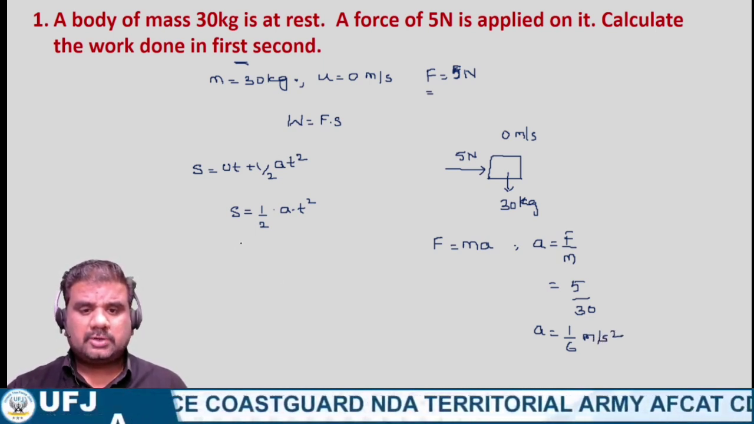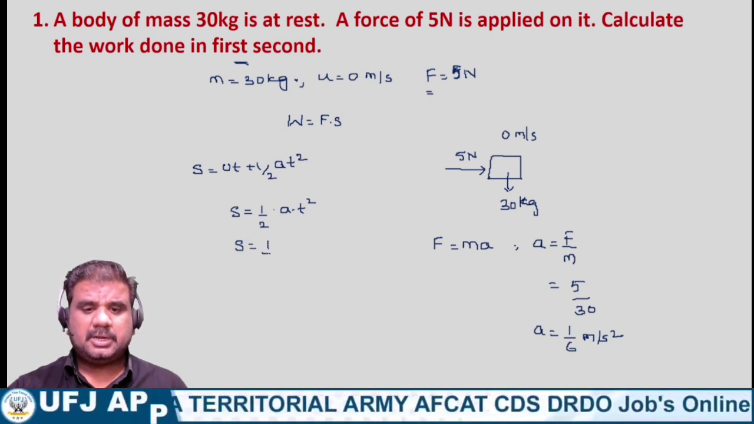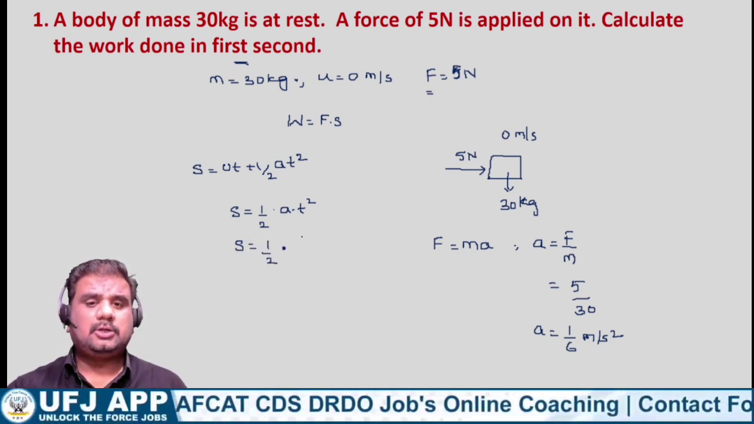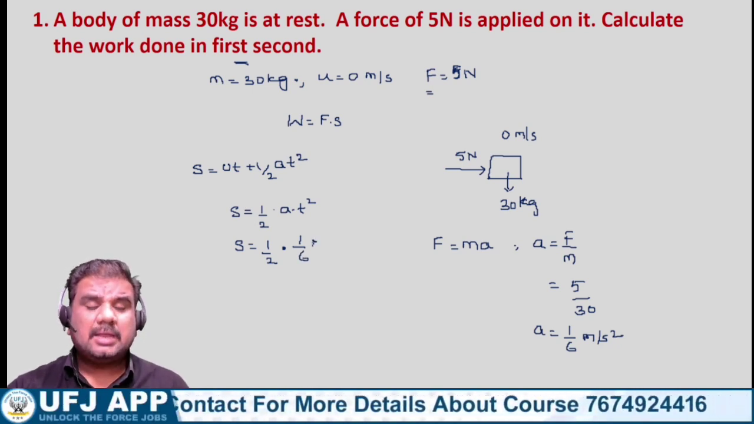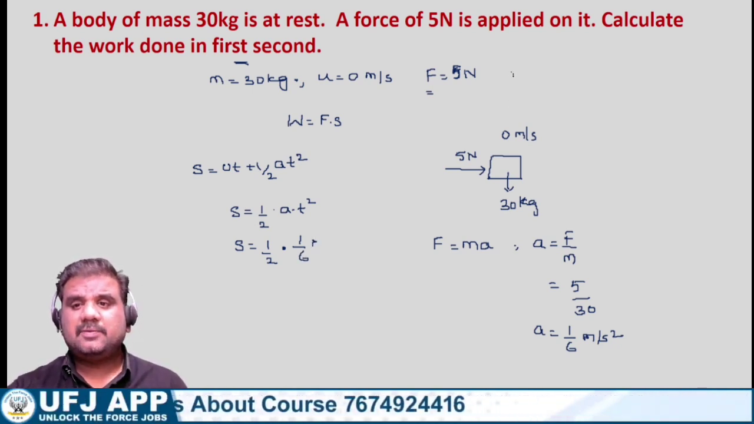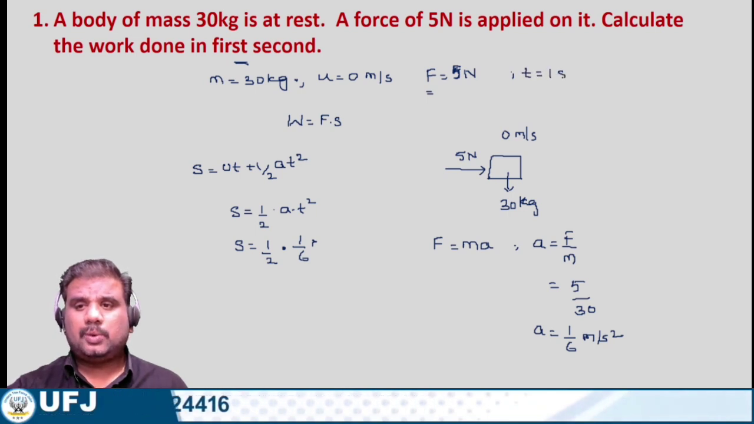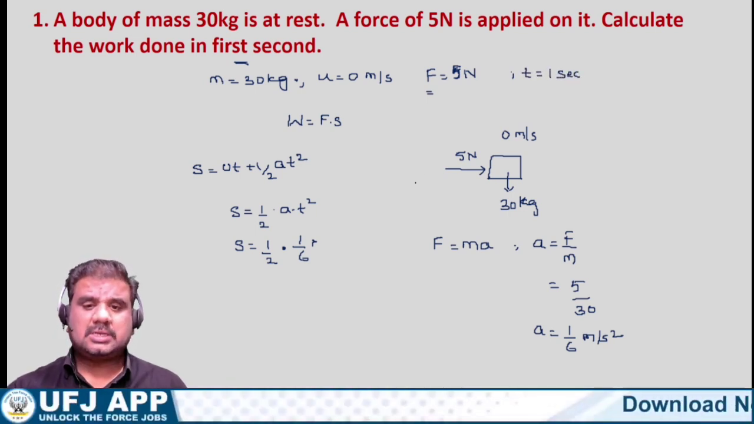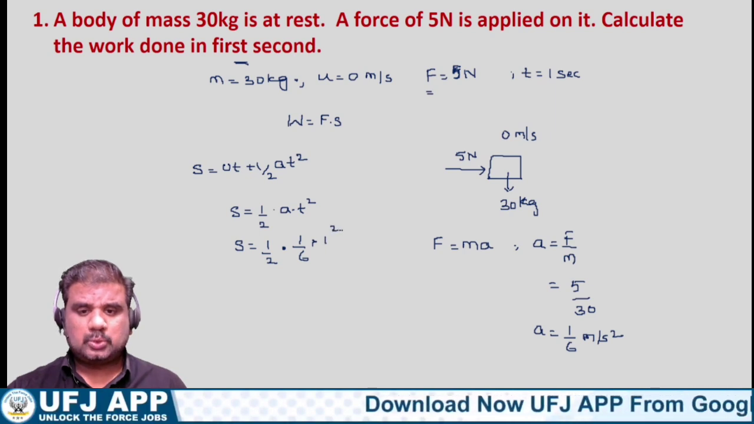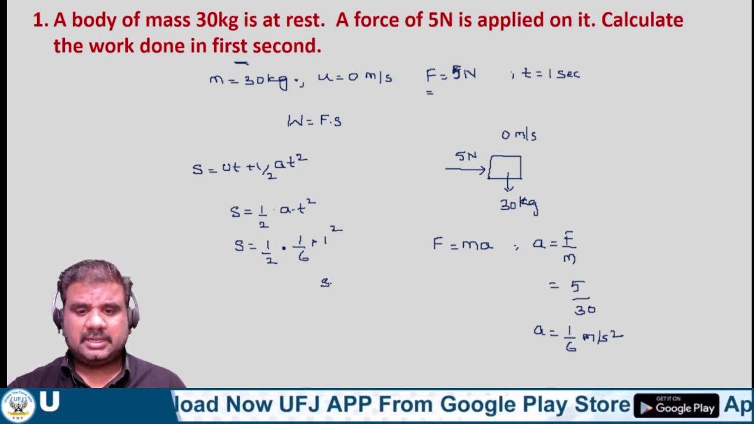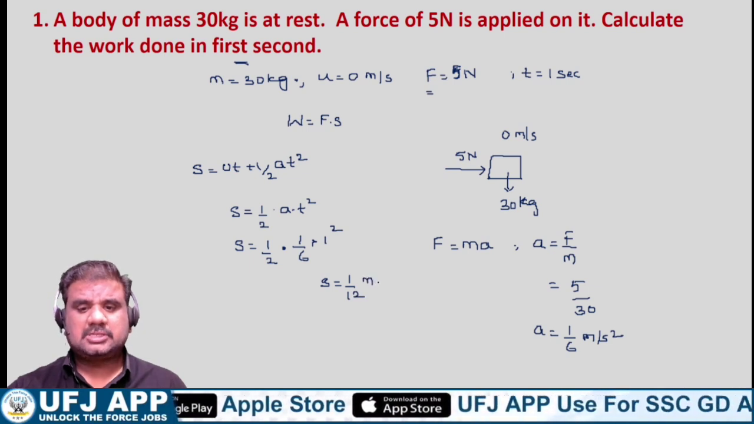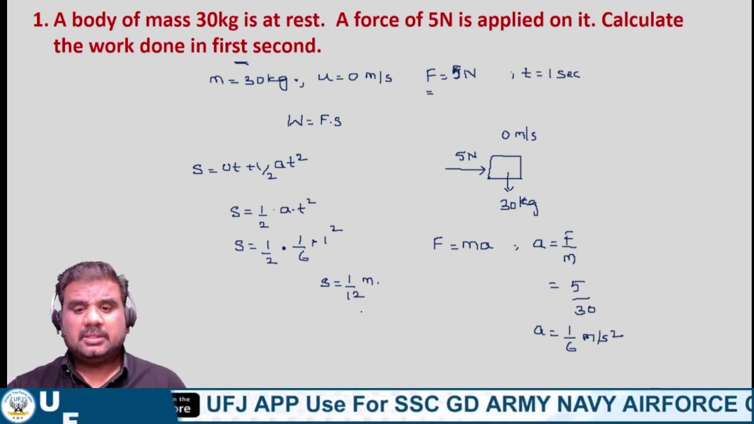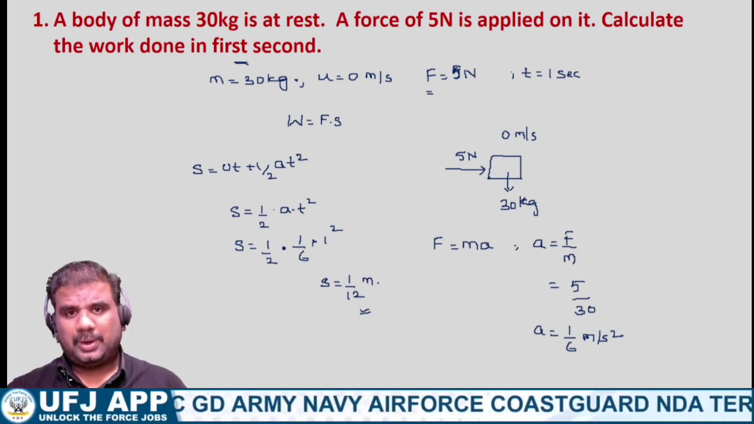So, now what will be the displacement? Displacement equal to 1 by 2 into 1 by 6 into time enta. So what's the time that is given to us? Time is equal to 1 second. Kabatti 1 square, or else you can even write S equal to 1 by 12 meters. This is the displacement in 1 second.